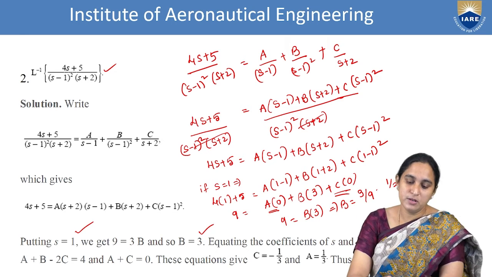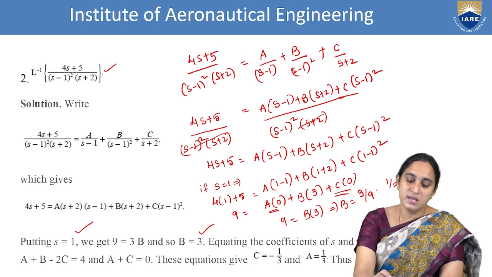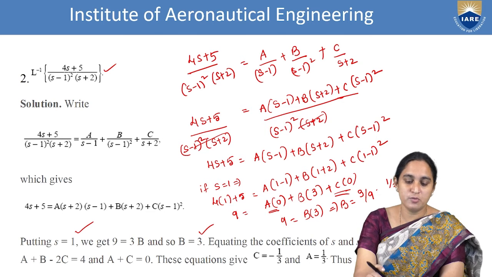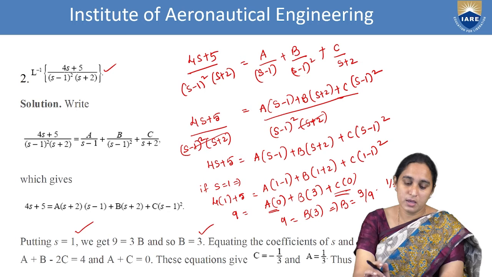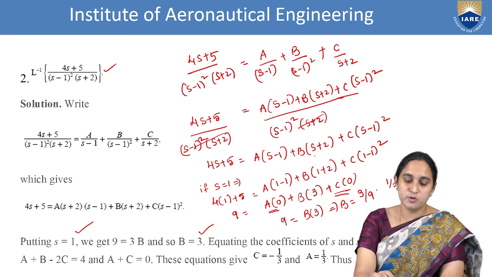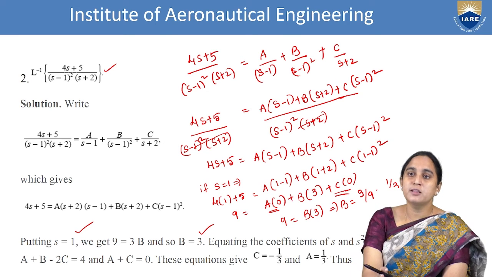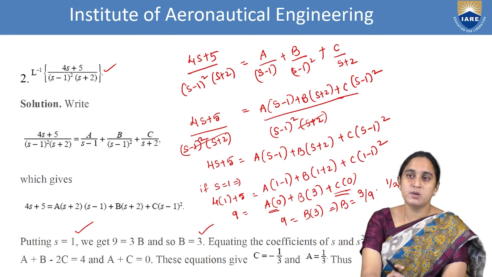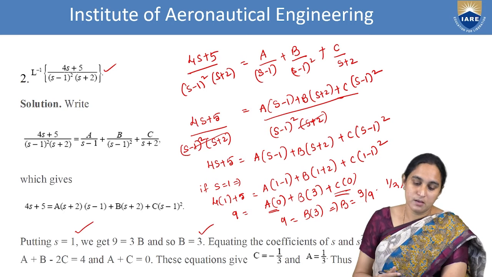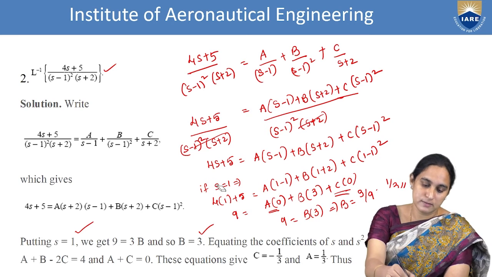Next, how did we get the remaining values of a and c? By substituting s is equal to 1 only, we got the value of b, but how are we finding the remaining unknown values a and c? Okay, here is there any possibility to write s is equal to minus 2 and so on? No, there is no possibility. For that case, compare the coefficients on both sides, either s square or s cube or s. Okay, then next case.